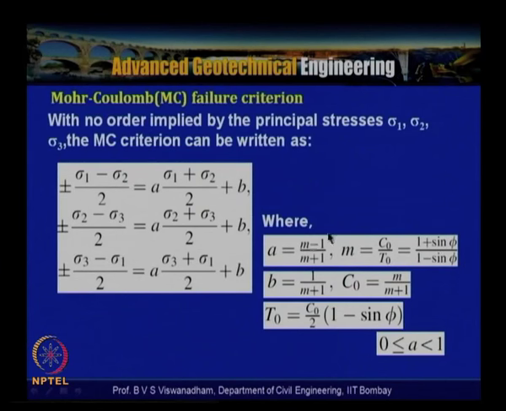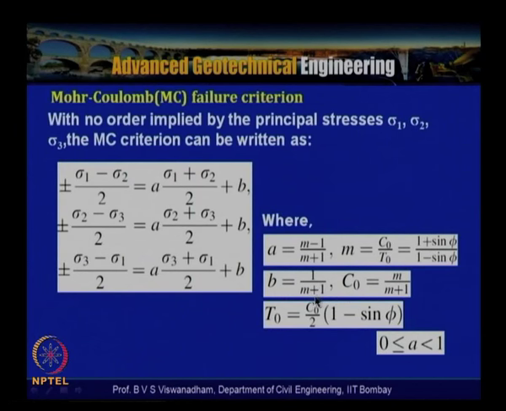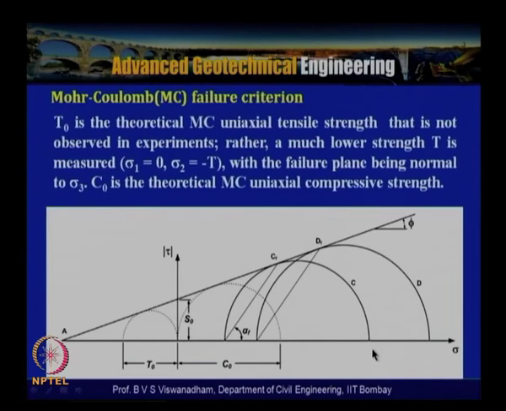So we have said that these 6 equations are there, wherein we have A is equal to (M minus 1) by (M plus 1), M is equal to C naught by T naught, and B is equal to 1 by (M plus 1), where C naught is equal to M by (M plus 1) and T naught is equal to C naught by 2 into (1 minus sin phi), and where A is in between 0 to 1. So this T naught is the theoretical Mohr Coulomb uniaxial tensile strength, and that is on the negative side of the Mohr circle, as you can see in the tau sigma plot. That is not observed in experiments; rather, a much lower strength T is measured, where sigma 1 is equal to 0 and sigma 2 is equal to minus T, which is shown here.